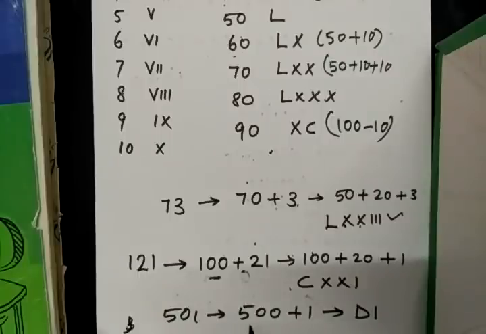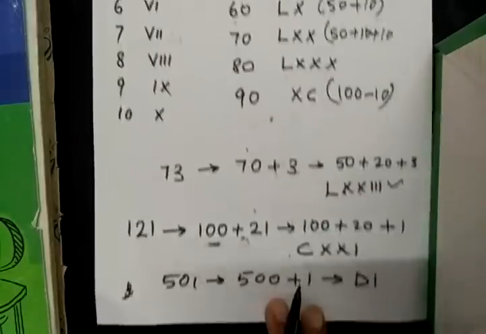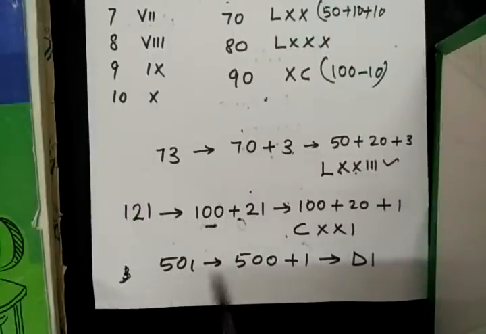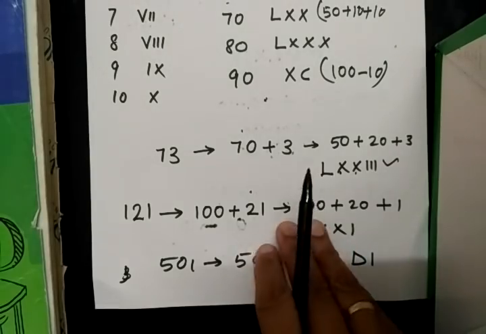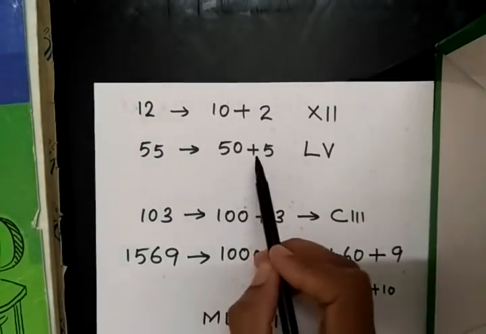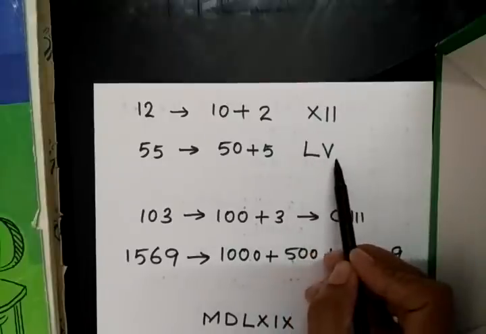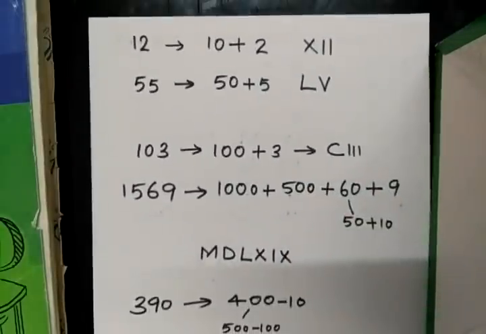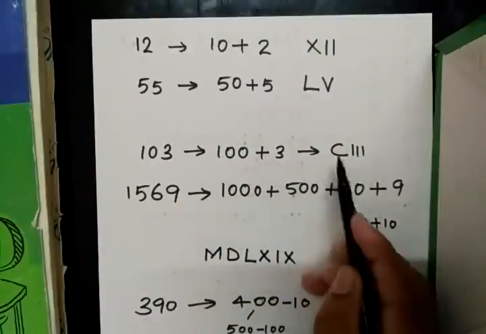501. How to write 501? 501 means 500 plus 1. 500 is D, plus 1 on the right-hand side. We cannot write it on the left-hand side, but on the right-hand side we can write I. Correct? So this is 501. Now let us see 55. 55 means 50 plus 5. Correct? Then 103. 100 plus 3. 100 is C, then 3.